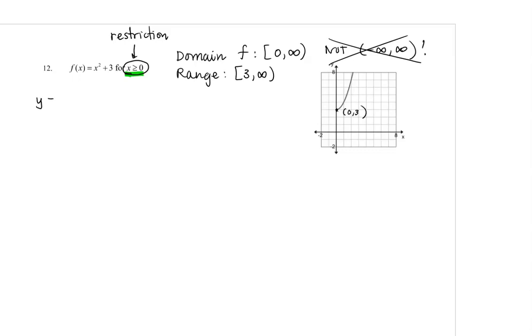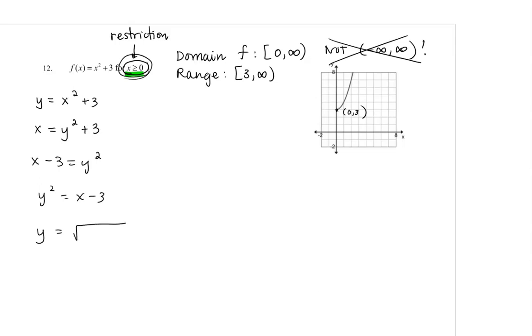So to get started, I'm going to replace f of x with y, and then I'm going to switch x and y, and now I'm going to work on solving for y. So I'm going to subtract 3 from both sides, and then I'm going to take the square root of both sides of the equation, but when we take the square root, we have to think about plus or minus. Because we chose the positive x values, we choose to take the positive square root.